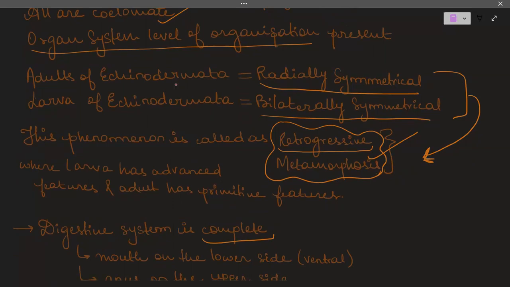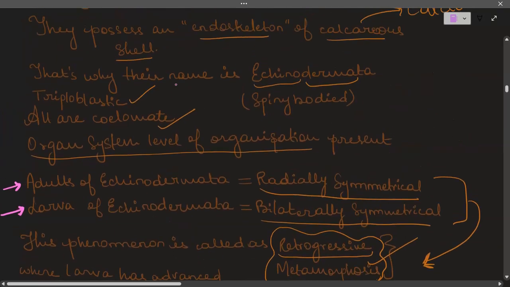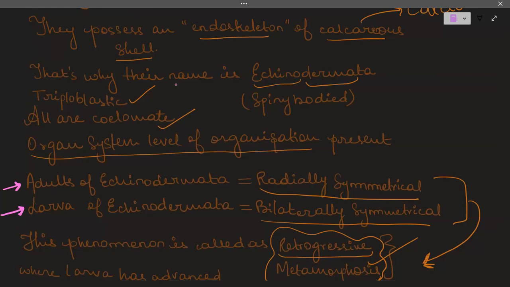Now, one very unique property is that the adults of Echinoderms are radially symmetrical and the larva is bilaterally symmetrical. Now, see, tell me one thing. Out of radial symmetrical and bilaterally symmetrical, which one is more advanced and which one is primitive? Ma'am, can you repeat, please? Yes. My question is, out of radially symmetrical and bilaterally symmetrical, which one is more advanced and which one is primitive?